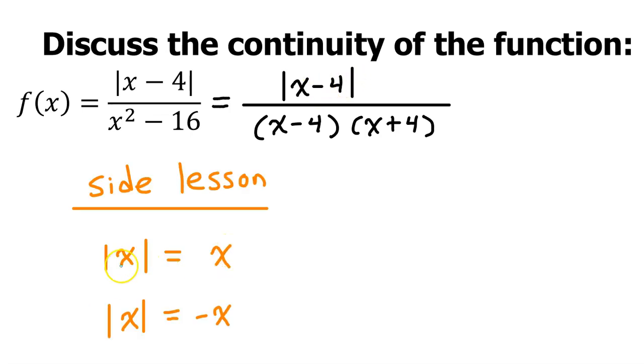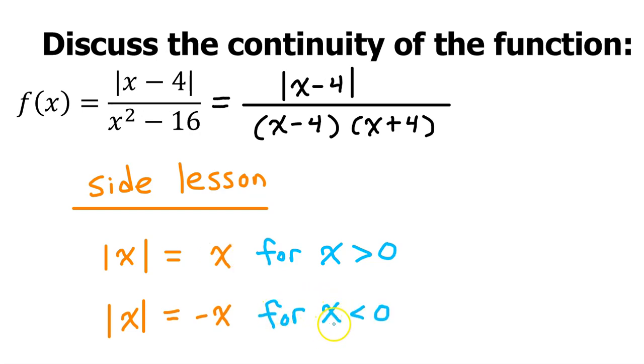Quick side lesson: the absolute value of x is sometimes equal to x, and it is sometimes equal to the opposite of x. If x represents a positive number, then the absolute value isn't really doing anything. So we can just take away the absolute value without changing the value of the expression. In other words, for x greater than 0, the absolute value of x is equal to x.